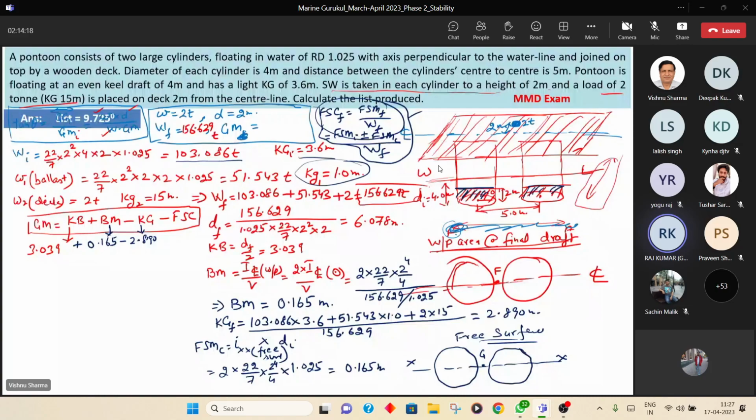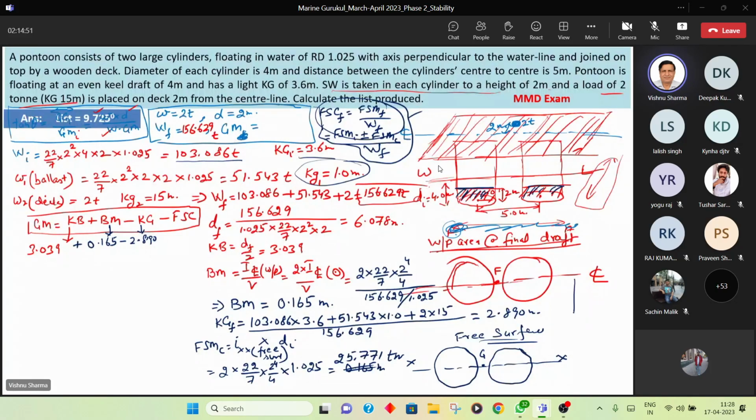Sir, this is FSM, no? It is coming 25.771. Why? FSM caused is this, this is FSC. Sorry, my mistake. How much is it coming? Sorry, let me see in my work. 25.771. Okay, 771 ton meter. Okay, fine. Everybody is okay with the FSM caused, guys? Let me know. Yes, sir.